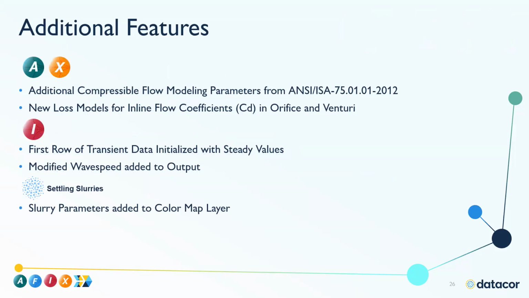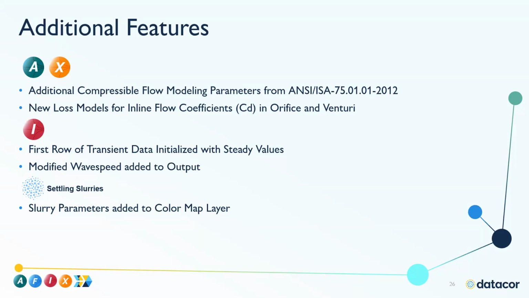Some specific features for AERO and xStream. We have added additional compressible flow modeling parameters into the output and all other forms of reviewing output information from the ANSI/ISA 75.0101 standard. We've added new loss models for inline flow coefficients in orifice and venturi junctions. We found that these are more accurate loss models and made these updates to make sure that when you're modeling orifices and venturis, it's using the most accurate method possible.